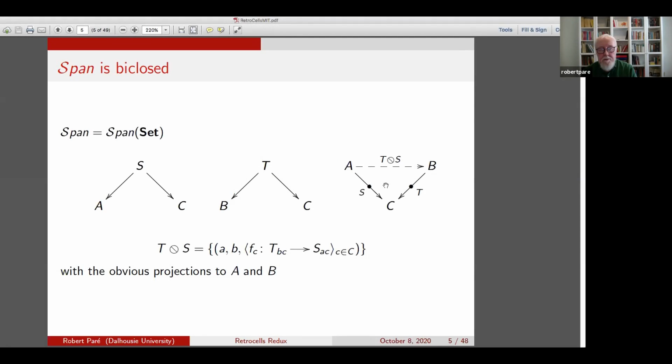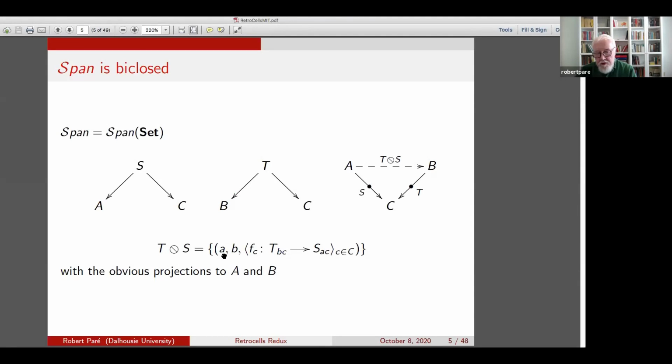Now Span is also biclosed. So Span is spans of sets. A span from A to B is a set S with projections to A and to C. Well, I said B. So a span from A to C is a set together with these two projections. And so if you have a span from A to C, S, and a span from B to C, then the internal HOM is given by the following set. It's a set of triples.